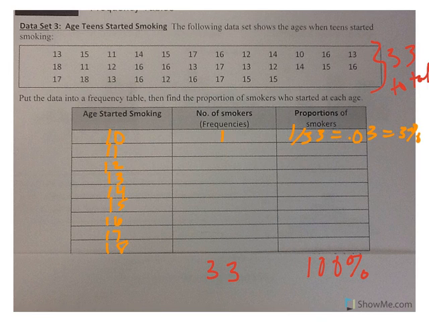And you can go through and either use tallies or just count them as you go. You just want to make sure that your total frequencies, all of those together, add up to 33. So I'd like you to hit pause and complete this table. So there's my table.